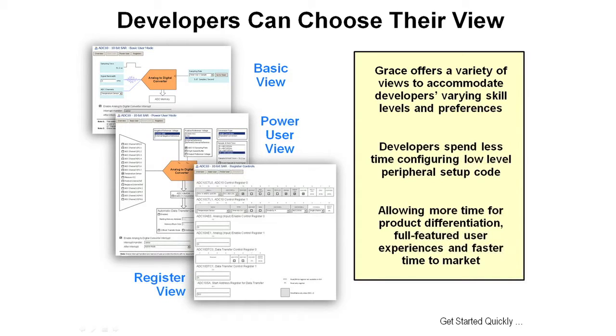In the register view, we can get all the way down to the bit fields that make those selections. If you make a selection in the register view, you can go back to the power user view, and those selections will be mirrored in that. If you make selections in the basic view and go down to register view, you'll see that those selections have been made.